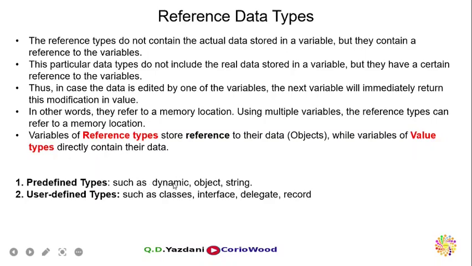So in the next video, we're going to talk about dynamic, we're going to talk about the object, and we're going to talk about strings. And all of these, dynamic, object, and strings, are going to be the reference data types in C#.